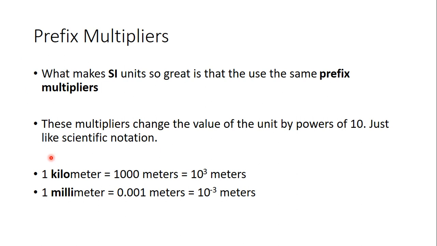So let's look at two examples. If I have 1 kilometer, kilo means 1,000, so I have 1,000 meters or 10 to the third meters. While if I have 1 millimeter, milli means 1/1000th, so 0.001 meters or 10 to the minus 3 meters. And these kilo and milli can be used with any SI unit.